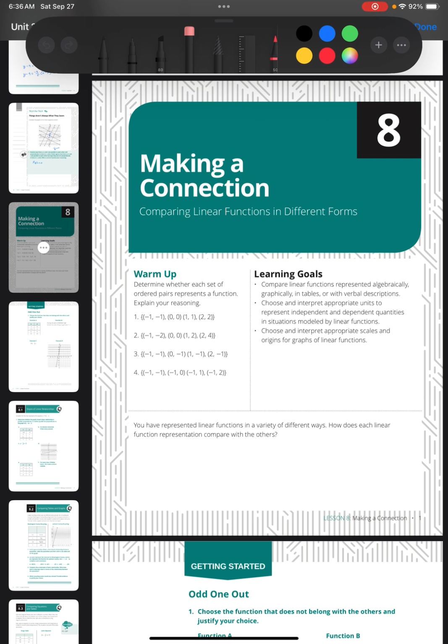So if we look at each one of these, for number 1, the x's are -1, 0, 1, and 2. Those are all different, so that is a function. Same with number 2. The x's are -1, 0, 1, and 2, so that is a function. Third one, also the same, -1, 0, 1, and 2. Those are all different, so that is a function. But on the fourth one, all the x's are -1, so we have lots of repeating inputs with different outputs, so that is not a function.